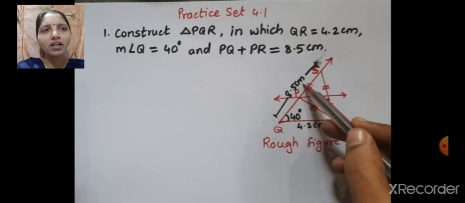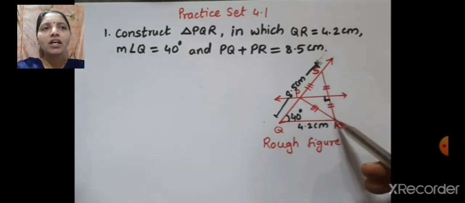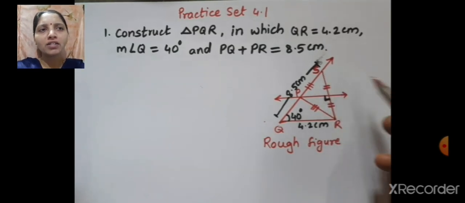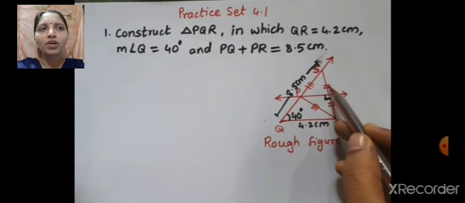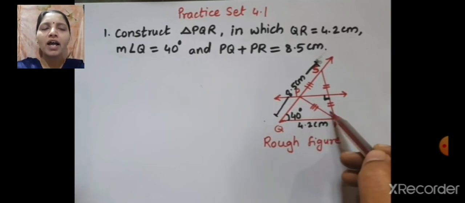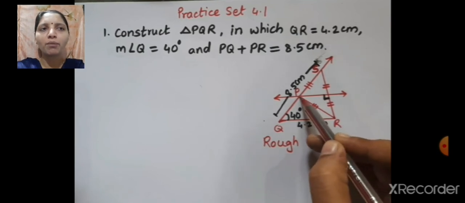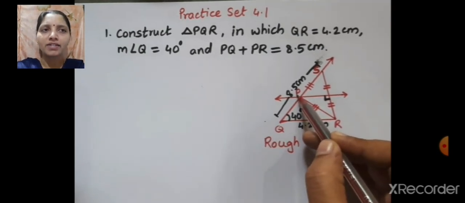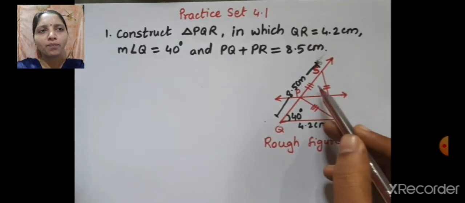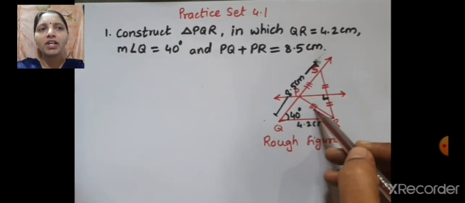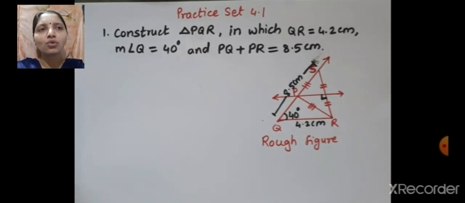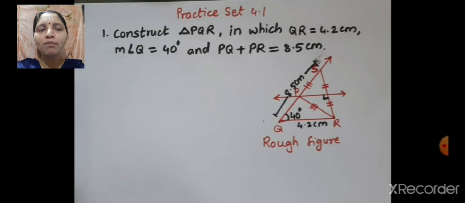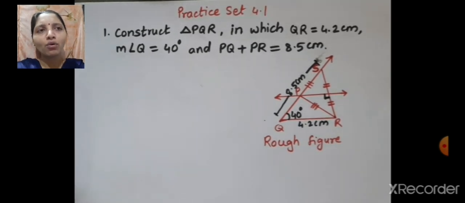Then you will draw angle Q, and then on the ray QS you have to take 8.5 centimeter distance, and then you have to join this point S to point R, and you have to draw the perpendicular bisector of RS, and that perpendicular bisector will intersect ray QS at point P. Okay, so here you will get triangle PQR. Okay, so I hope you all have understood the construction here.